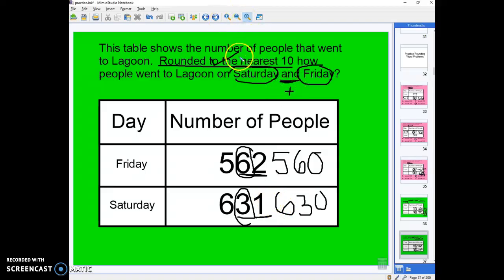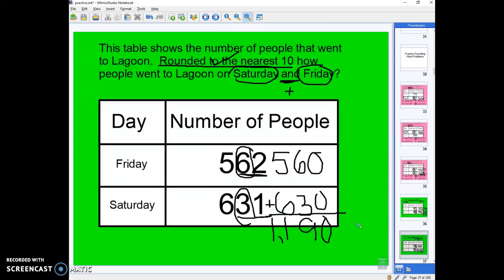Two-step problem here because I got 2 keywords there. So I know I've got to do 2 steps. It's not just rounding here. So I'm going to add. 0 plus 0 is 0. 6 plus 3 is 9. And 6 plus 5 is 11. Or 1,190 people went to Lagoon on Saturday and Friday.